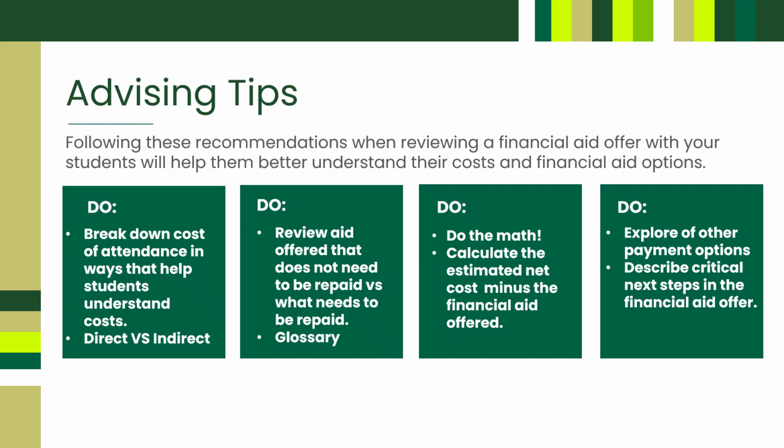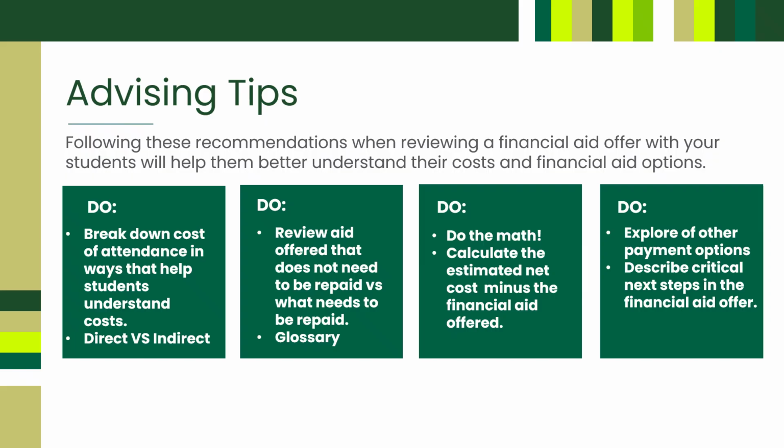It's important that we follow the order of the aid offer as shown in the example we reviewed, beginning with breaking down the estimated cost of attendance and highlighting the differences between direct costs and indirect costs. Next, we will want to review the financial aid they qualified for while highlighting the difference between the different types of aid that does and does not need to be repaid. At this time, it may be helpful to review the glossary of terms so that students and families have a clear understanding of what the different types of financial aid mean.